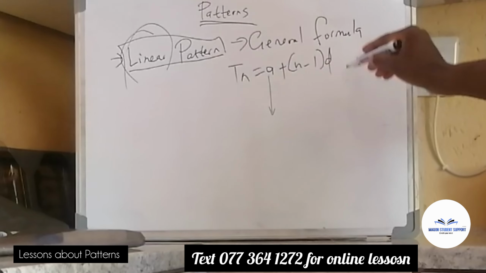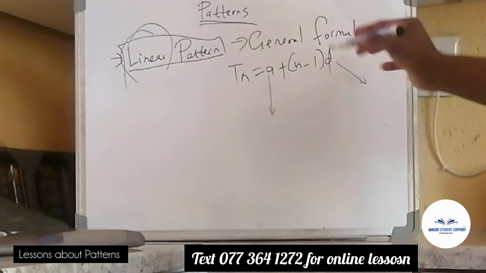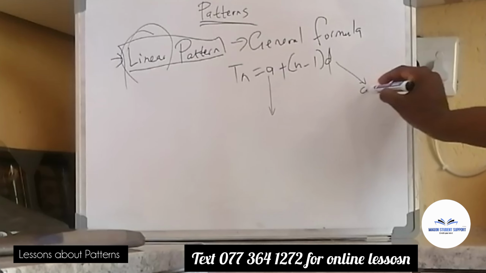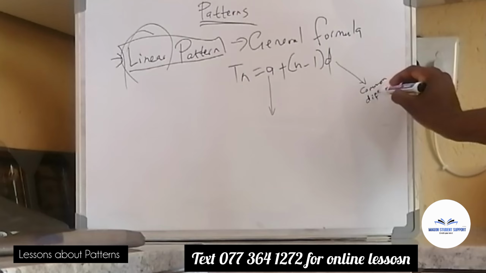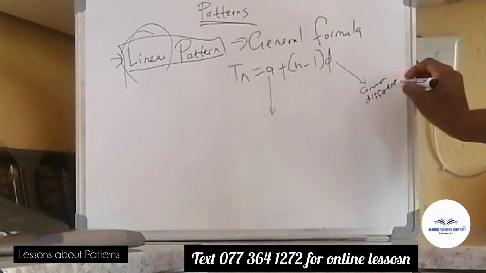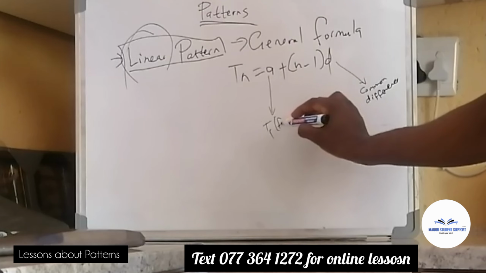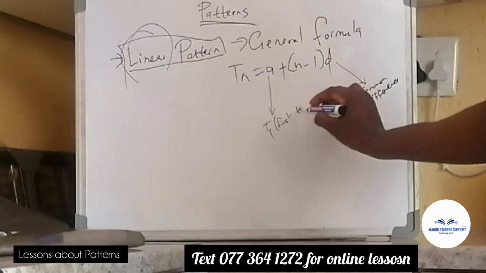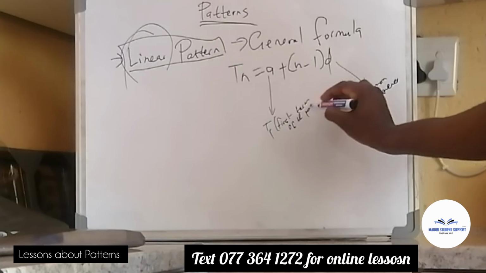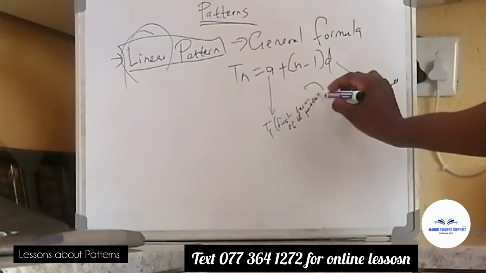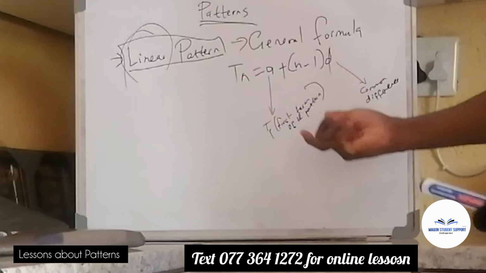This a here has a meaning, and this d is still there. We already talked about d: it's the common difference. The a is T1, the first term of the sequence, the first term of the pattern. Let's call it a pattern for now. So a is T1, meaning the first term of the pattern.